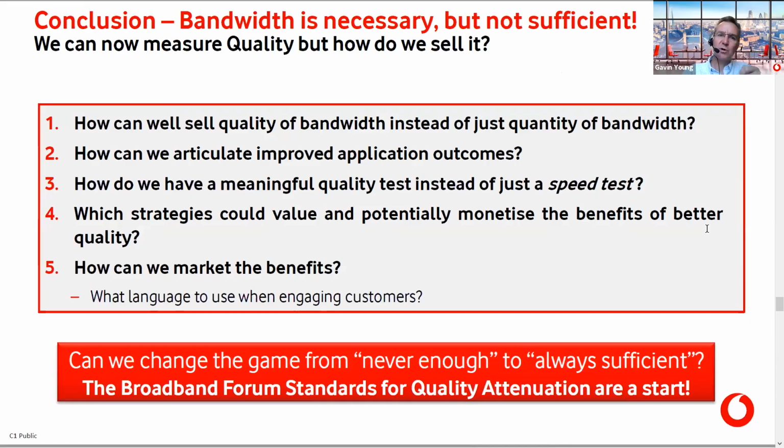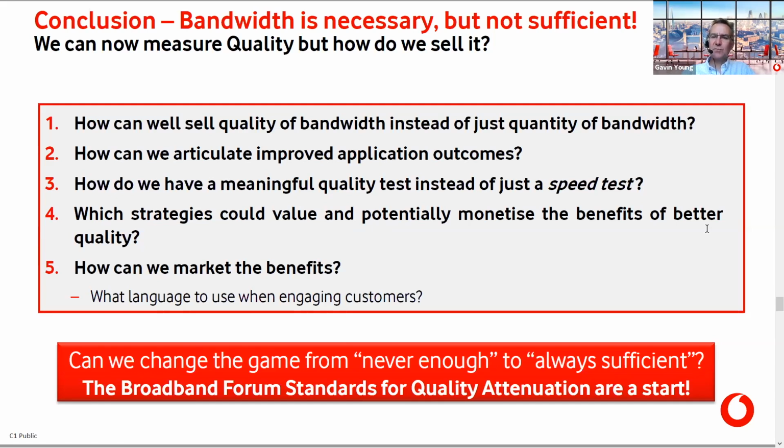So how do we sell the quality of bandwidth and not just the quantity of bandwidth? How do we articulate the improvement you're going to get to application outcomes? And can we have a meaningful quality test instead of just speed tests? But also, what strategies can value and monetize the benefits of better quality? If you're going to invest in this, how can you make money out of that investment, basically? And finally, how do you market that? What kind of language can you use to talk to customers? Because many won't understand a term like latency. So lots more challenges there from a commercial, business and marketing perspective.